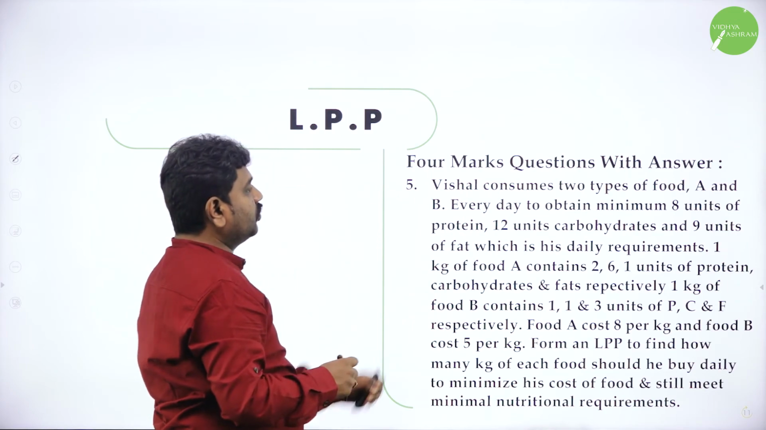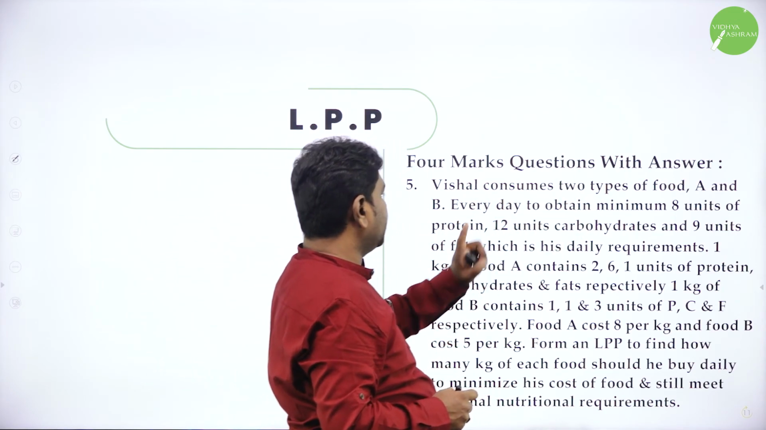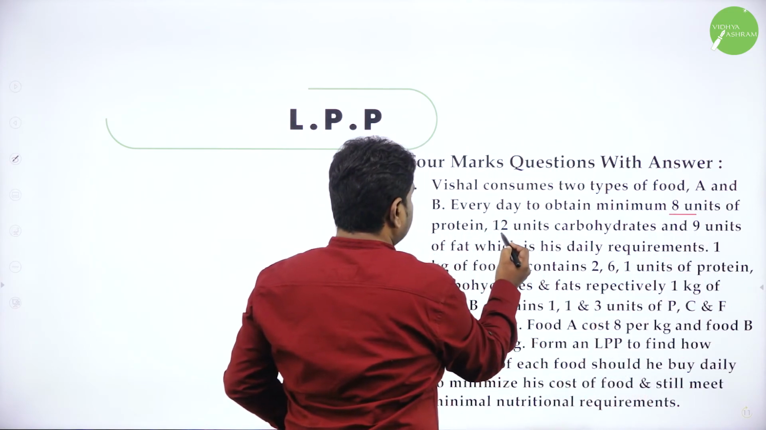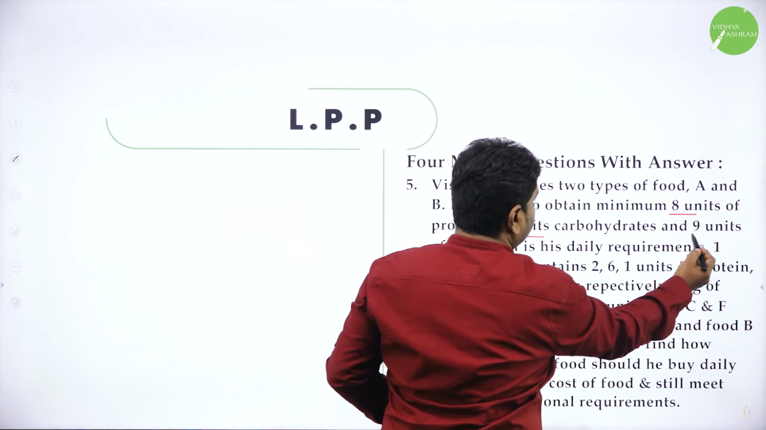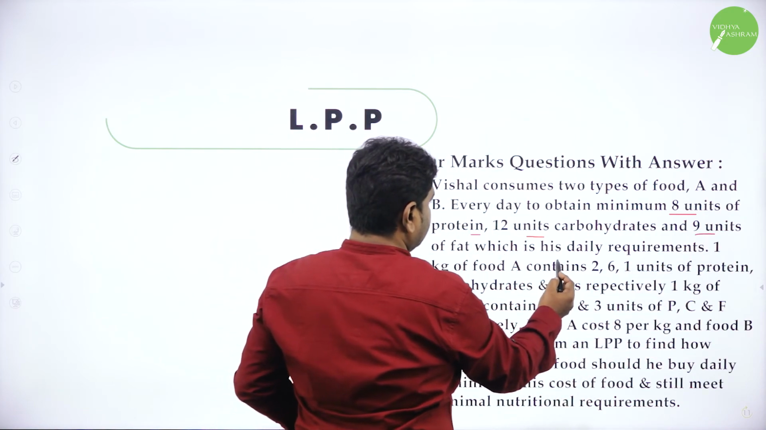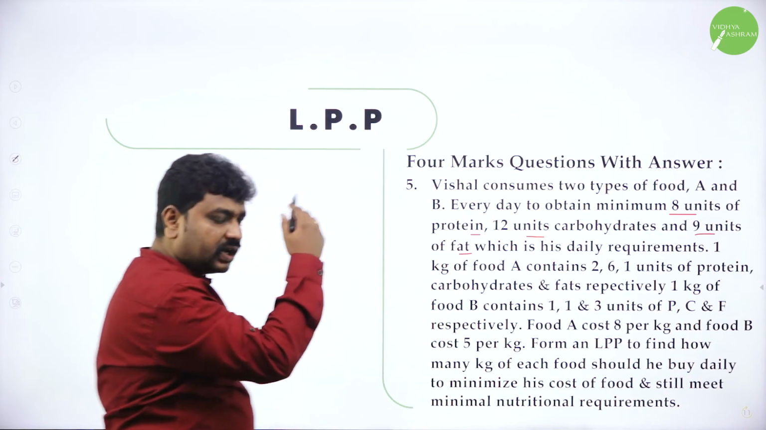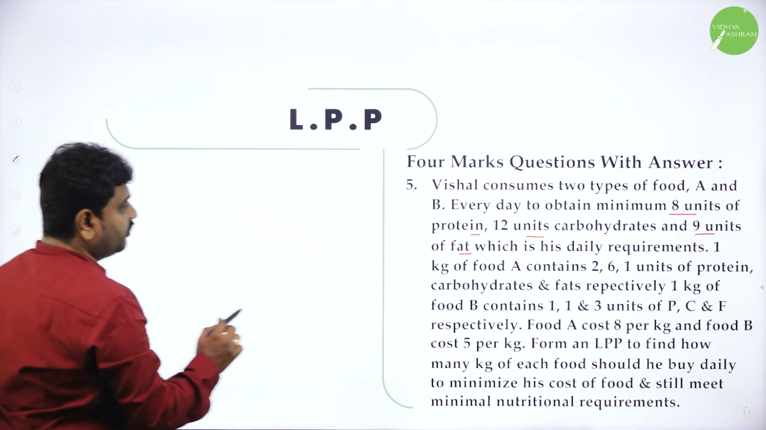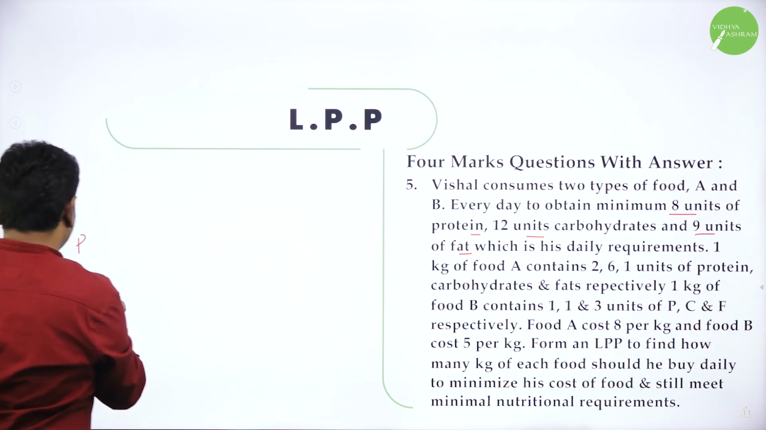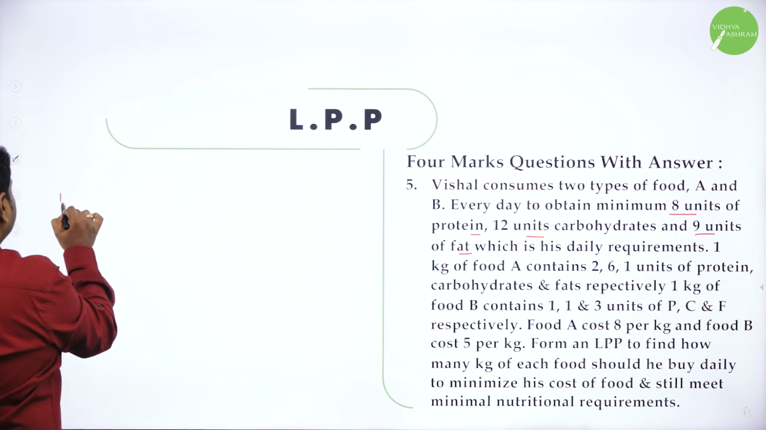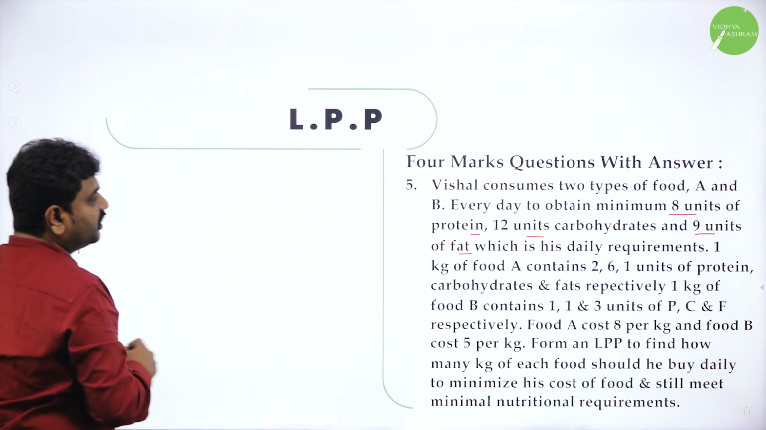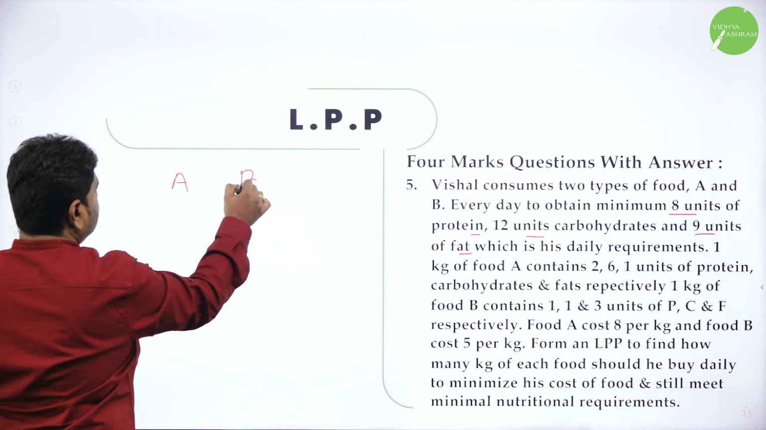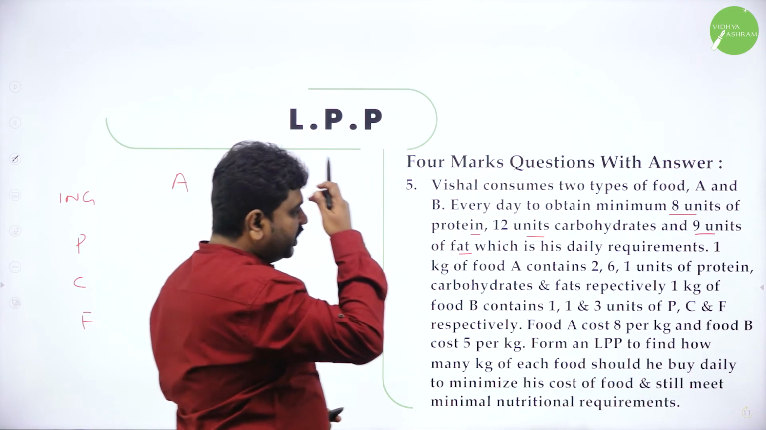Now food. So Vishal consumes 2 types of food, A and B, every day. To obtain 8 units of protein, 12 units of carbohydrate, 9 units of fat. So again I'll make a table. So I could see proteins, then carbohydrates and fats, is it not? So I'll make a table. These are the ingredients, and he's mixing 2 types of food, A and B.